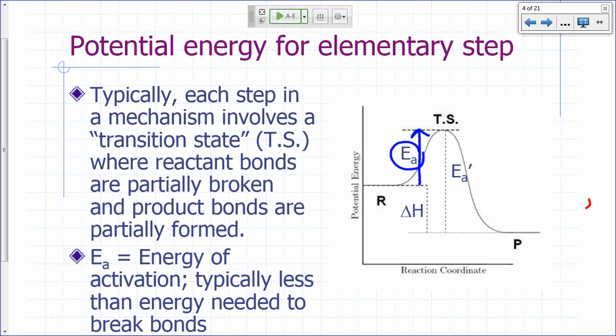Now, because reactions happen as a result of collisions, it's possible for your product molecules to get together and form the reactants again. So imagine the reaction going in reverse. If the products go back to the transition state, the minimum energy they need would be the energy of activation for the reverse process. Typically, a mechanism will involve a transition state where your reactant bonds are partially broken and product bonds are partially formed.